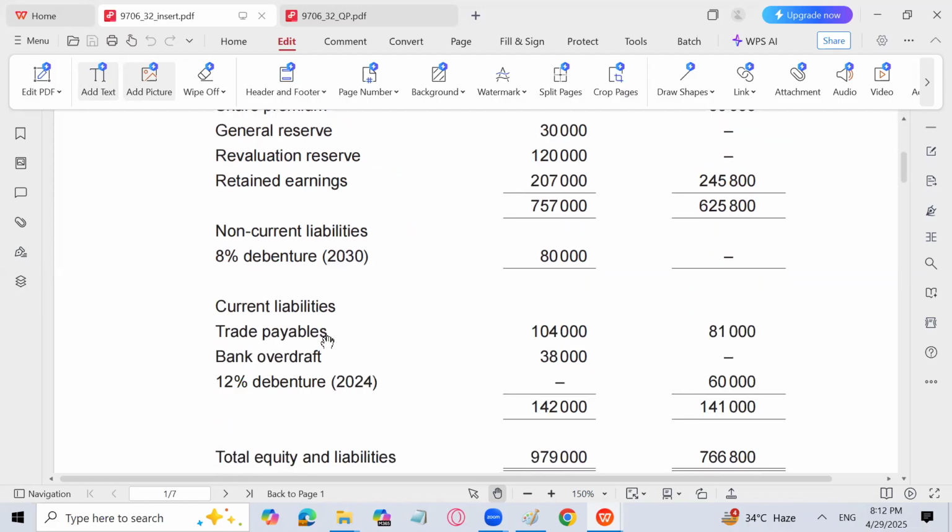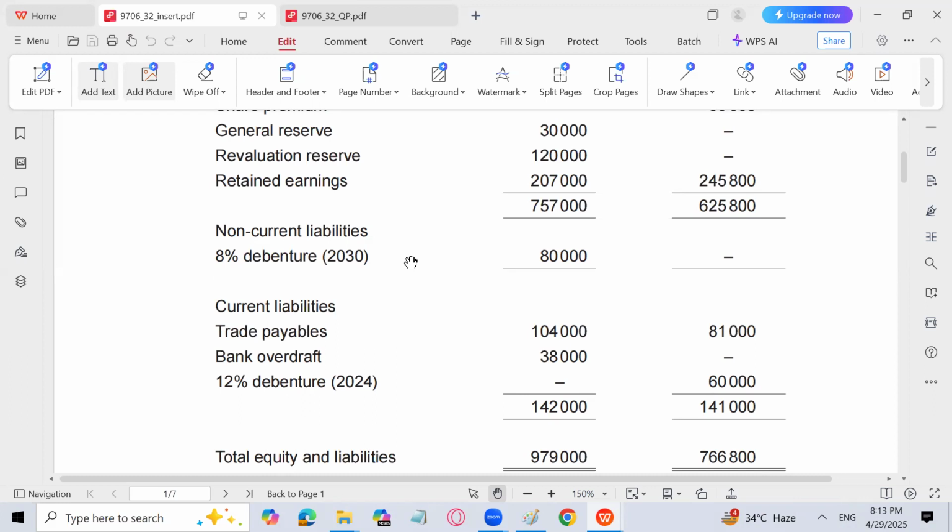And current liabilities, which is trade payables, has been increased from 81 to 1,04,000. Bank overdraft and 12% debenture is there, which is 60,000. And that is not available in 2024. It means that we have redeemed or paid back the debenture of 60,000 in this year, and we have taken another debenture of 80,000 at the rate of 8%.